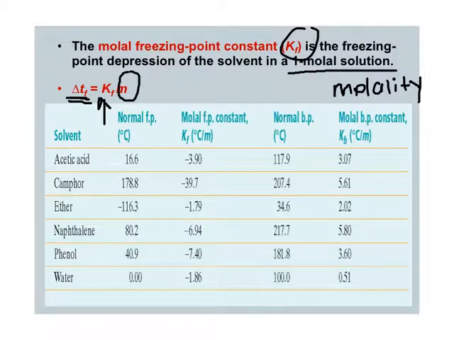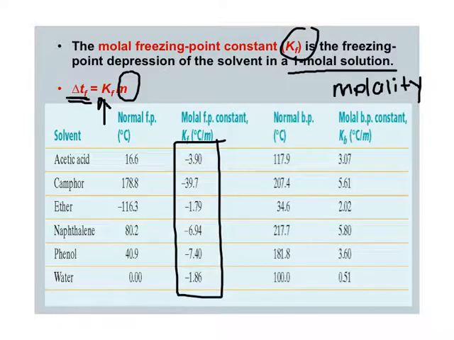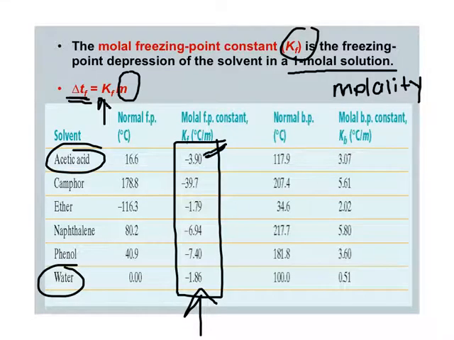Okay, so here are these constants depending on whatever we're mixing it with. For water, your constant is negative 1.86. If we're looking at acetic acid or vinegar, your constant is negative 3.90. Now this is for freezing points. Look over here at boiling points. Whereas the normal boiling point for water is 100, if we're at 1 molal, the constant would be 0.51. So it's going to change the boiling point there by about half a degree. And we'll look at that better in just a minute.